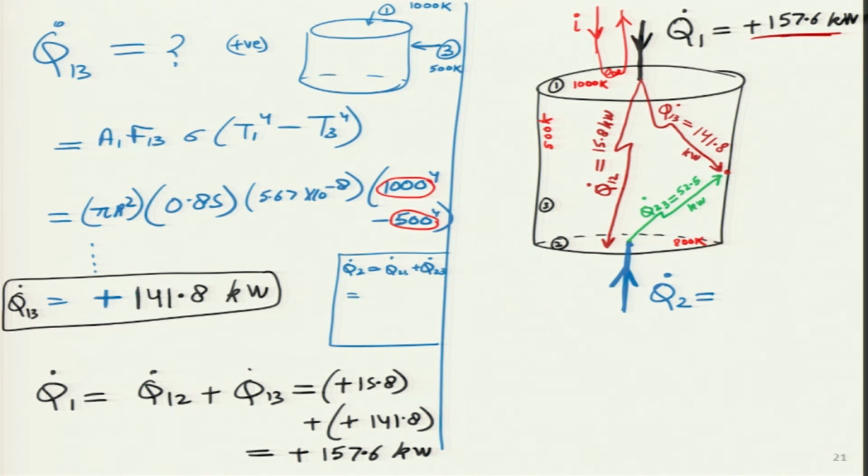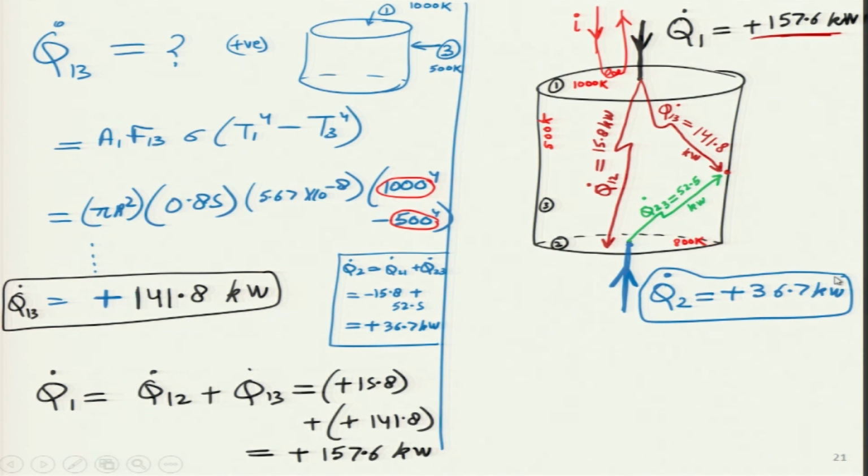What is Q dot 21? It is this with the minus sign, so minus 15.8. What is Q dot 23? That is with the plus sign, 52.5. If you add them together, what do I get? I get a positive number, 36.7 kilowatt. That I am writing over here, 36.7 kilowatt.